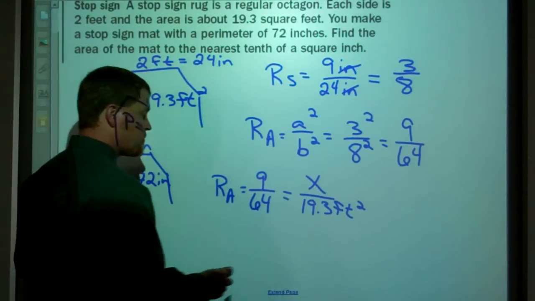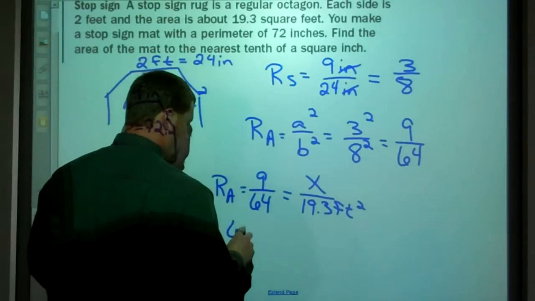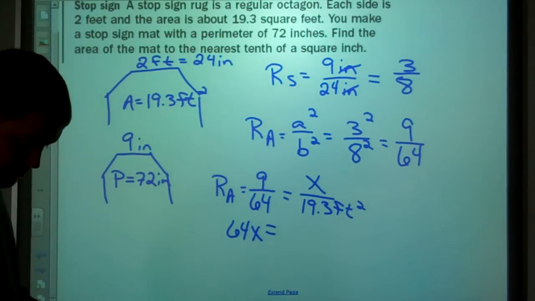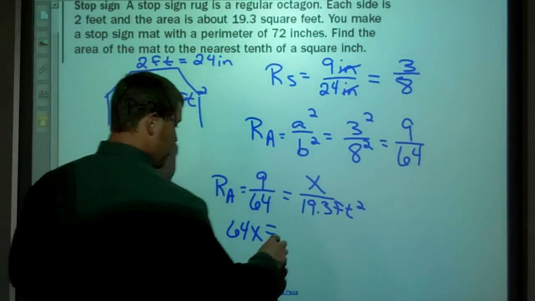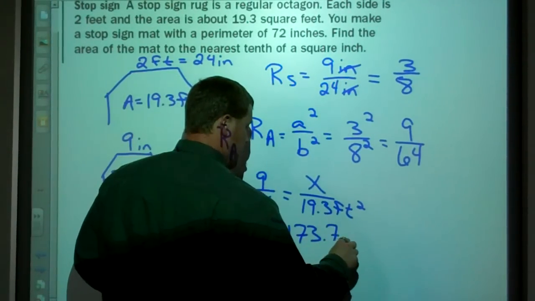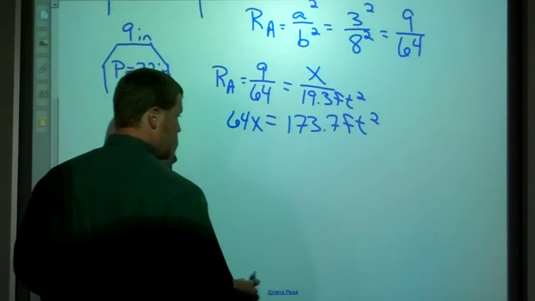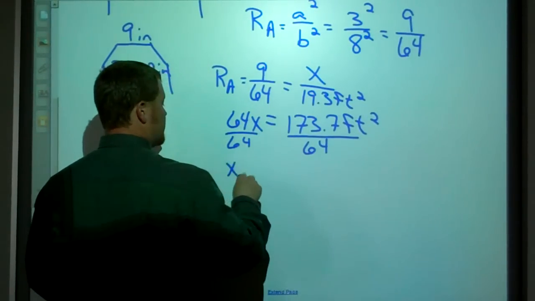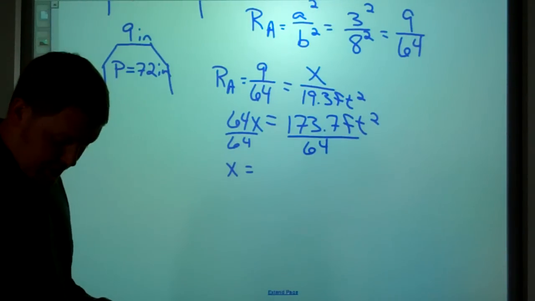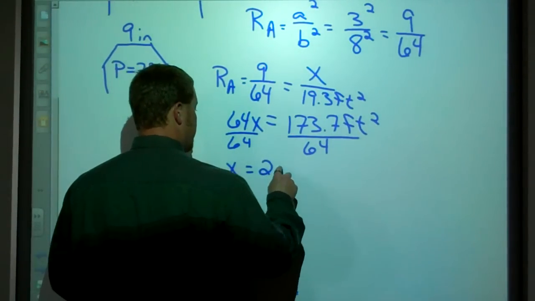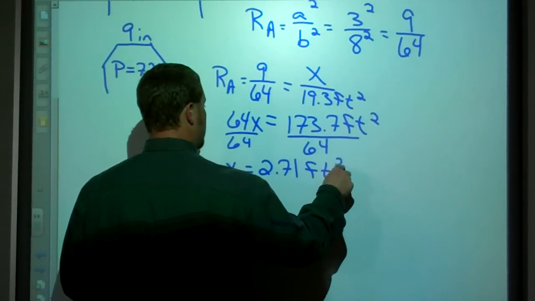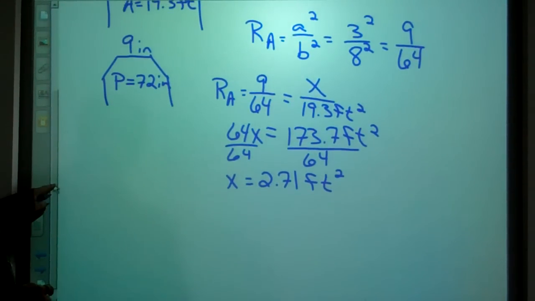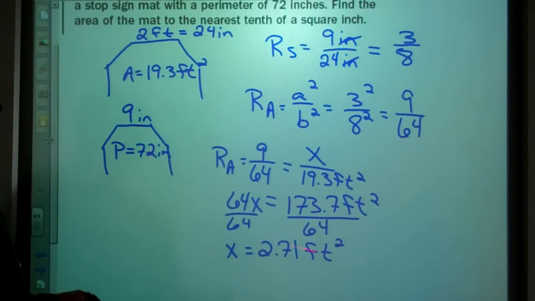Now solve. Okay, we cross multiply, we get 64x equals 9 times 19.3, which is 173.7 feet squared, divided by 64. X equals 2.71 feet squared. Alright, 173.7 divided by 64. Now, so that's the area of the smaller one in feet squared.